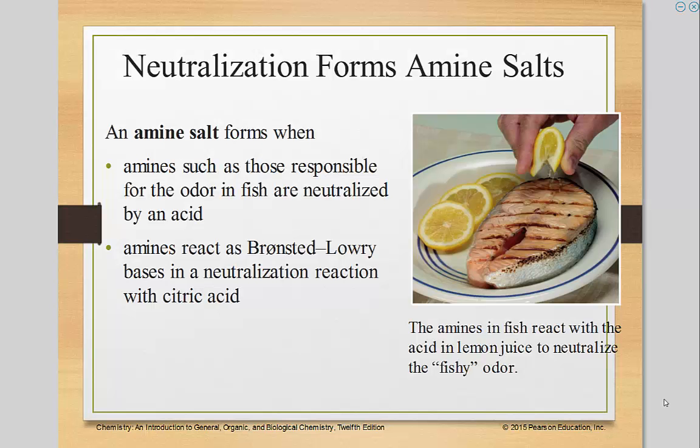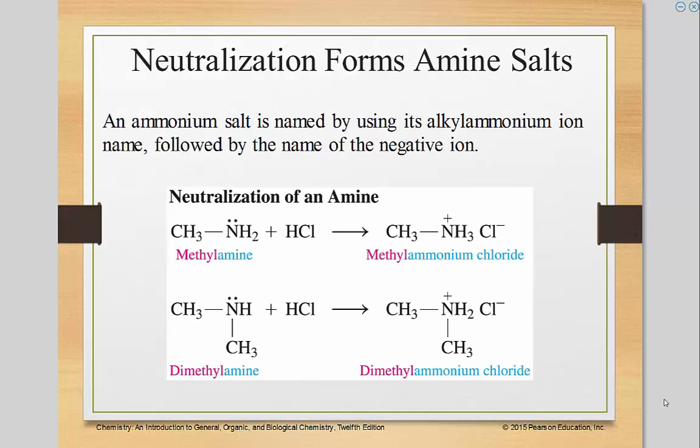An amine salt forms when amines, such as those responsible for the odor in fish, are neutralized by an acid. Amines react as Bronsted-Lowry bases in a neutralization reaction with citric acid. So here we have a methylamine. If we react it with an acid, such as HCl, we end up forming a salt.